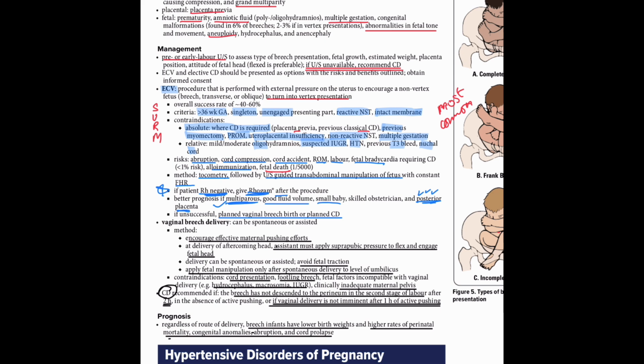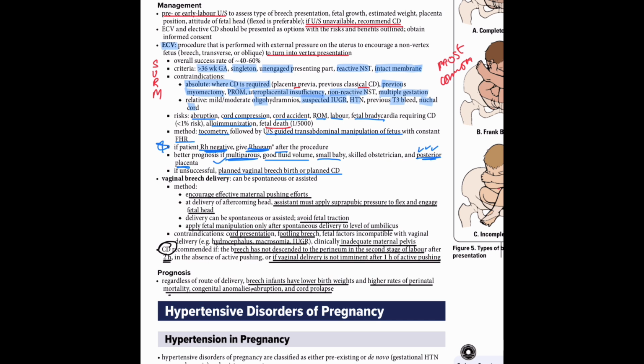All right, now we're going to talk about vaginal breech delivery. It can be spontaneous or it can be assisted. We just encourage maternal pushing. The assistant just applies suprapubic pressure to flex and engage the fetal head. Delivery can be spontaneous. We just have to avoid fetal traction. We don't want pulling in vaginal breech delivery. We can only apply fetal manipulation.